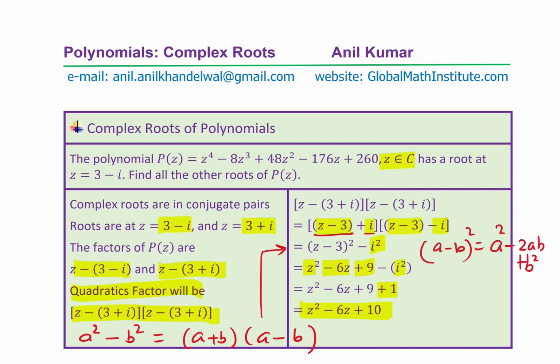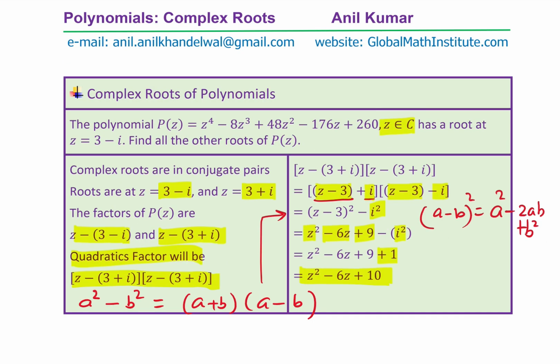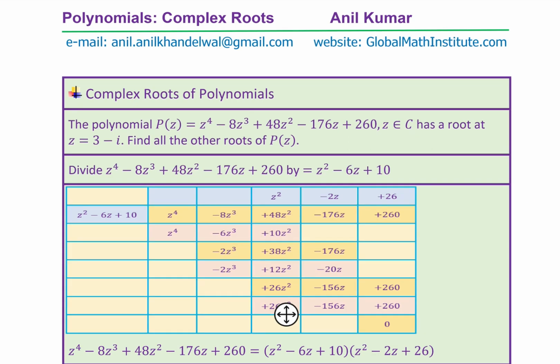Now we need to perform division. Let's perform long division to find the other factor, right? So that's what we are going to do now. So this is the step. We are doing long division. Let me write down long division. So we have z to the power of 4 minus 8z cubed plus 48z square minus 176z plus 260.